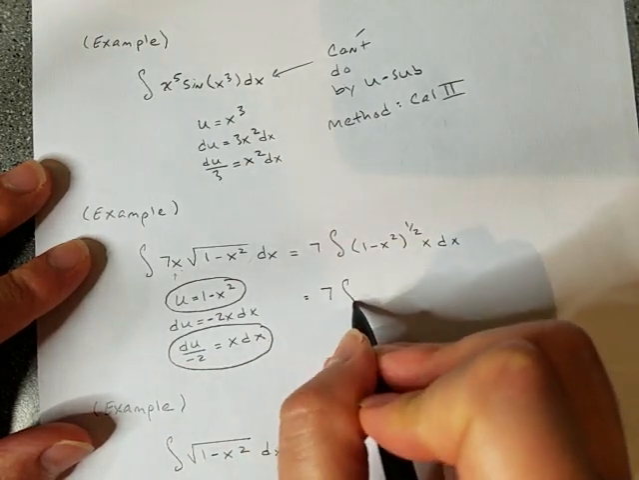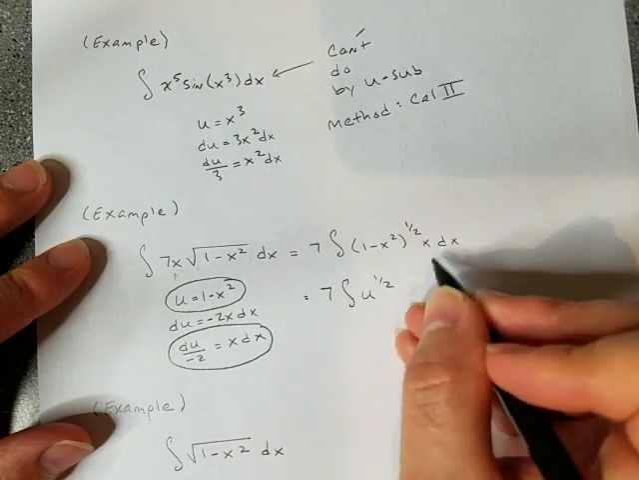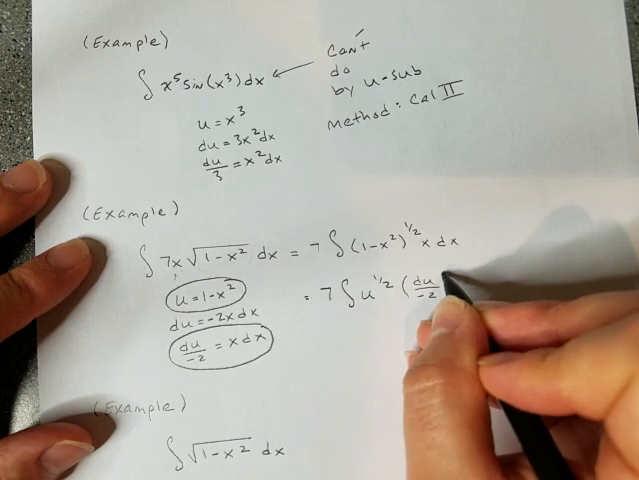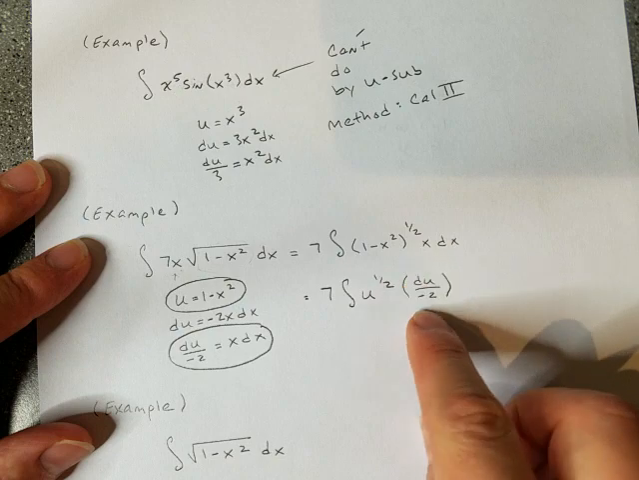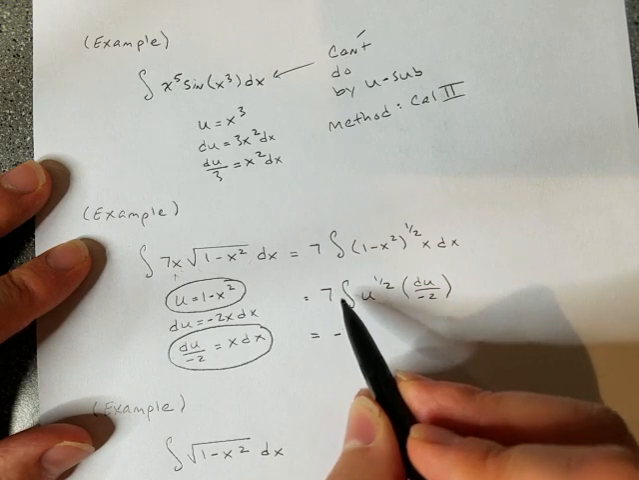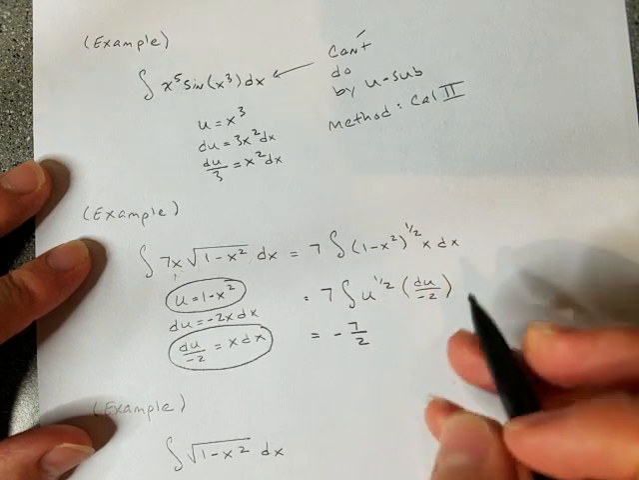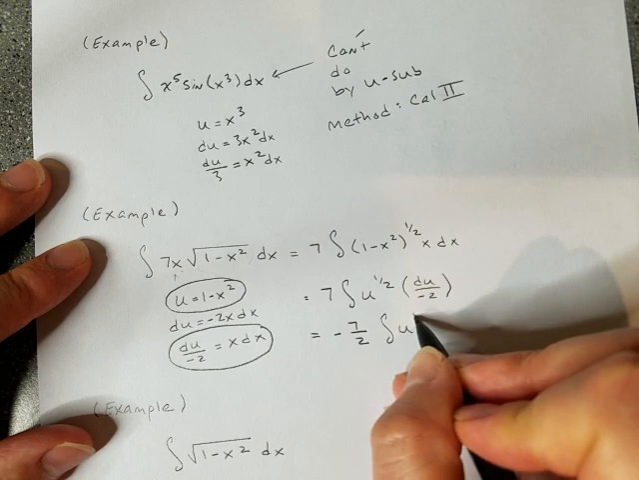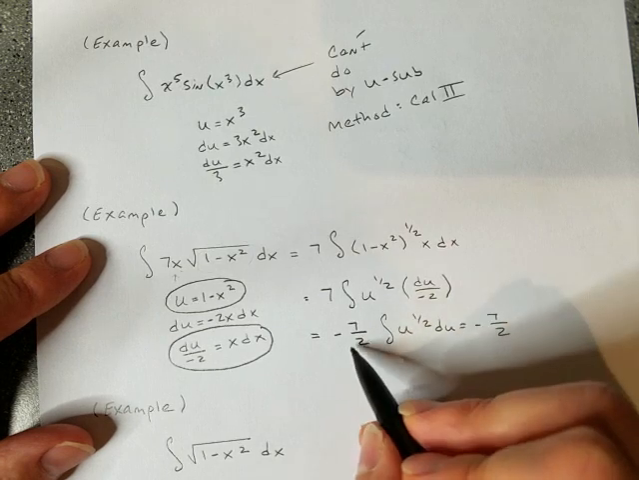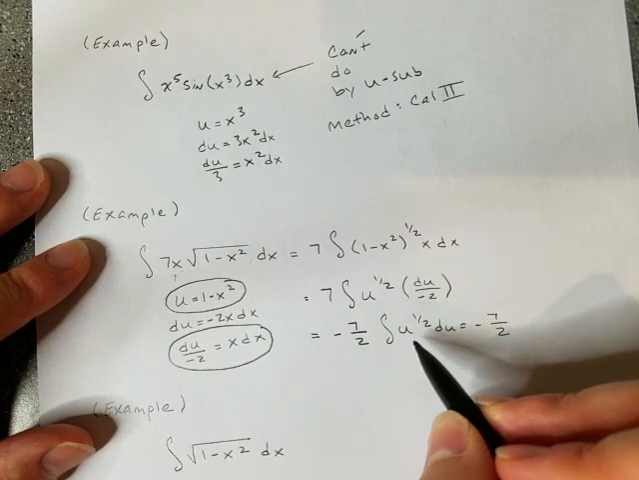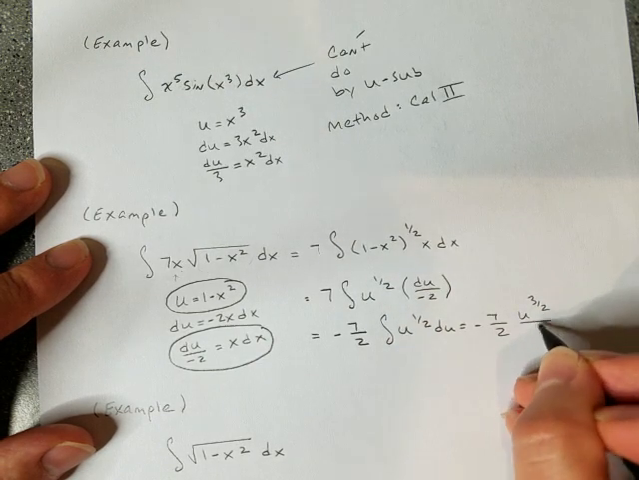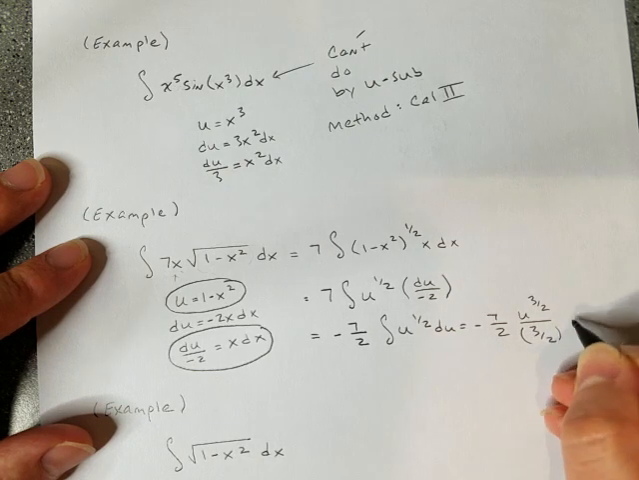Okay, so we get 7 u to the 1/2 power x dx. That will be du over -2. This has a factor of -1/2, which I'll also remove. And out here with the 7, that's going to be 7 times -1/2. That's -7/2 u to the 1/2 power du. And then so my answer, I'll get -7/2, I'll carry this constant along, antiderivative u to the 1/2 power. I know how to do that one. That's u to the 3/2 power over 3/2 plus c.